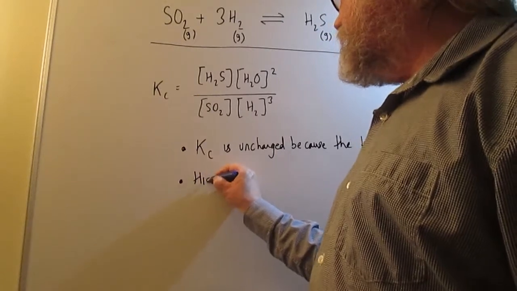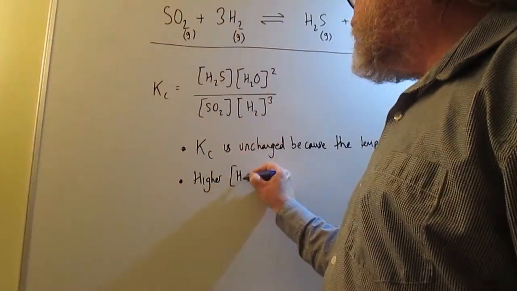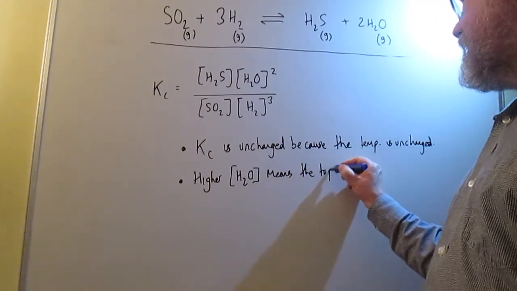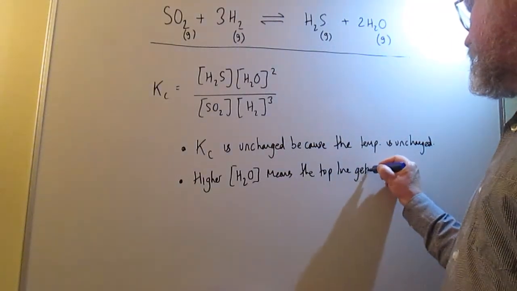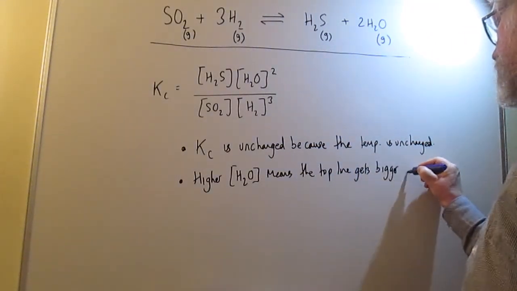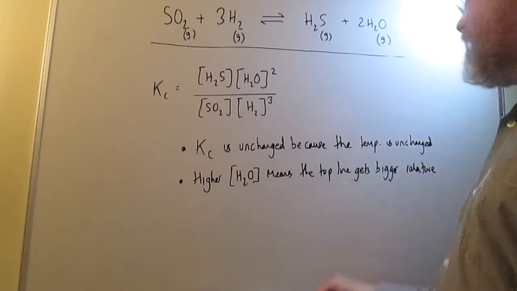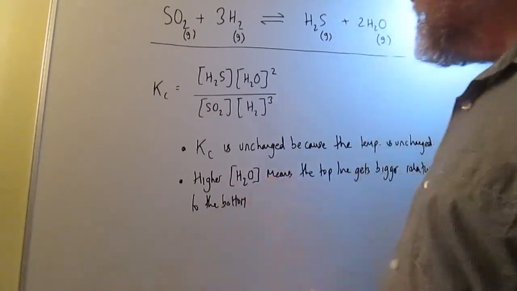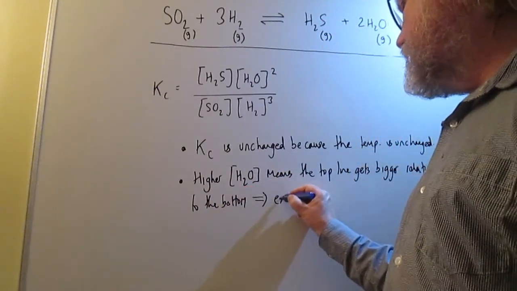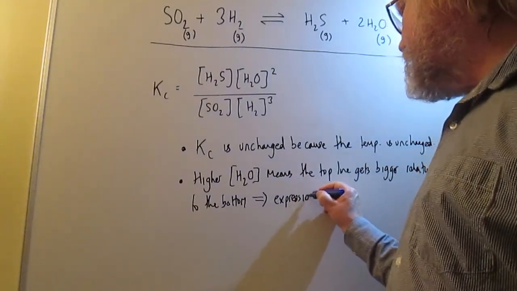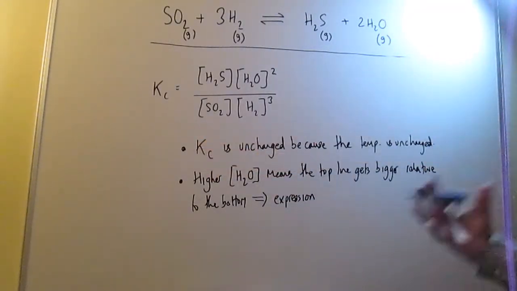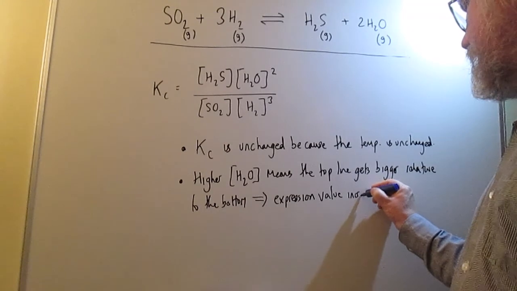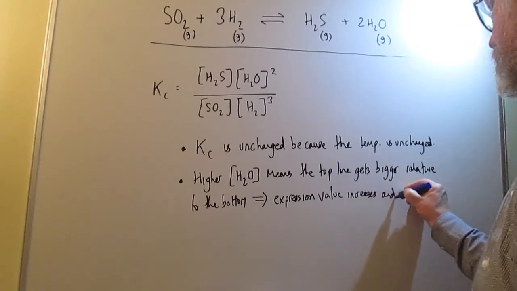Okay, so higher H2O concentration means the top line gets bigger relative to the bottom, which means that the expression value gets bigger. Not Kc, remember Kc has not changed. We've already written that down, so you mustn't say Kc gets bigger. You say the expression value increases and no longer equals Kc.